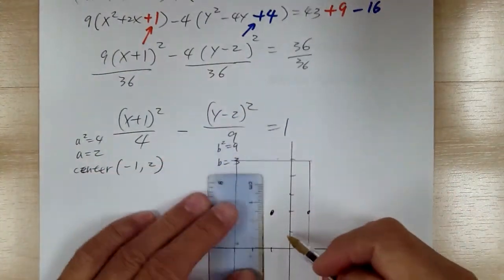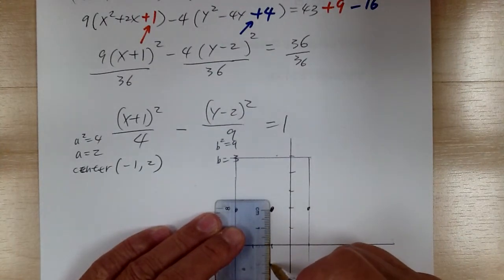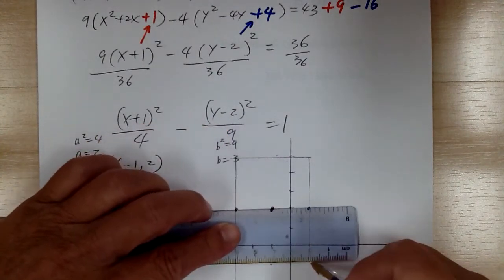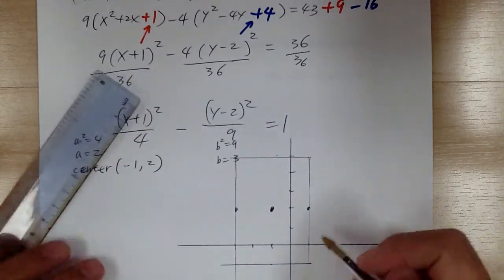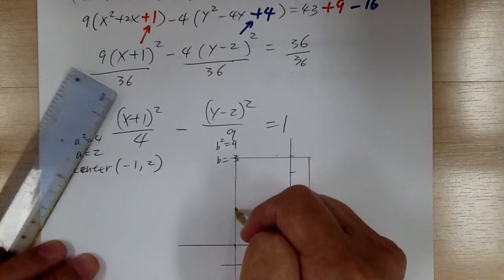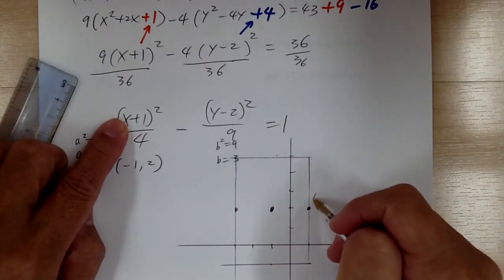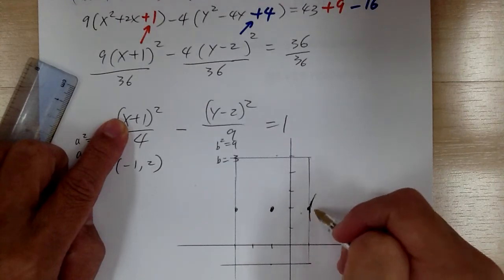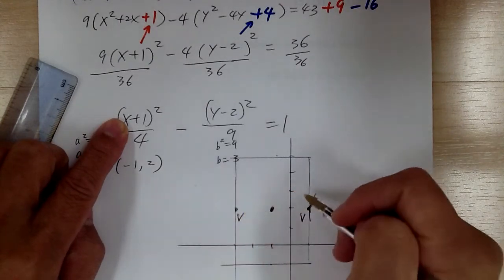And you go down 3. You have to go up or down. So that's your rectangular box. Since the x comes first, that is your vertex right over here. So that's your V.